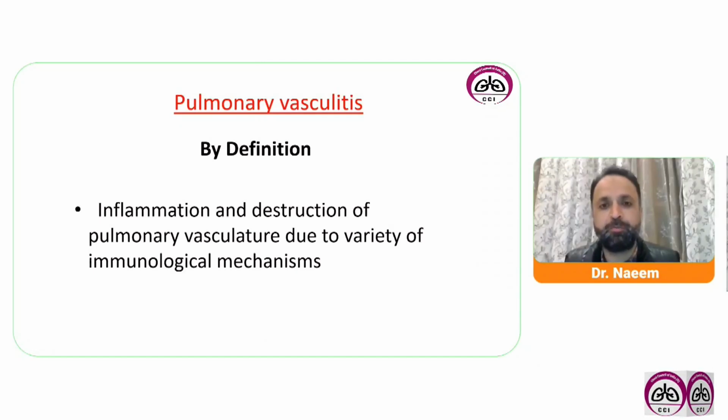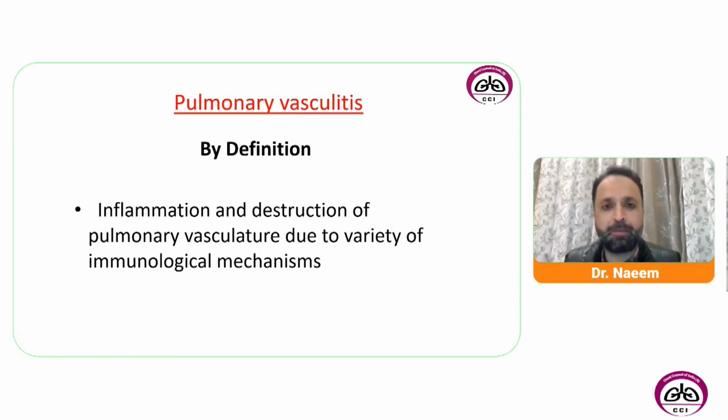And I will straight away move to my assigned topic, pulmonary vasculitis, clinical features, and diagnostic evaluation. So by definition, pulmonary vasculitis is an inflammation and destruction of pulmonary vasculature due to a variety of immunological mechanisms. So when should we suspect a patient is having pulmonary vasculitis?